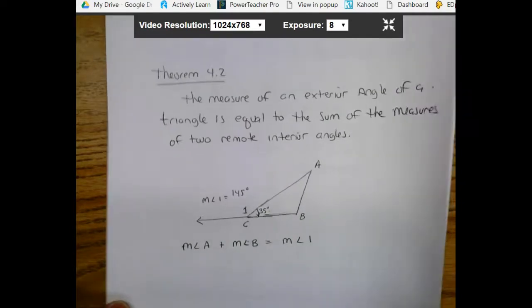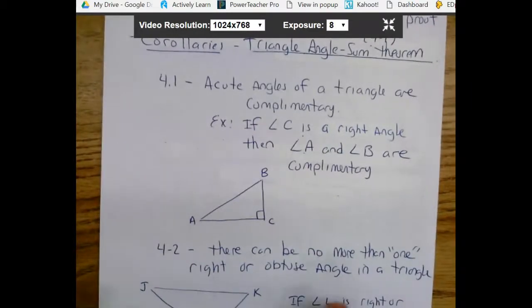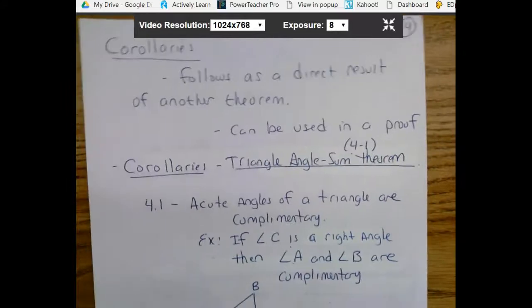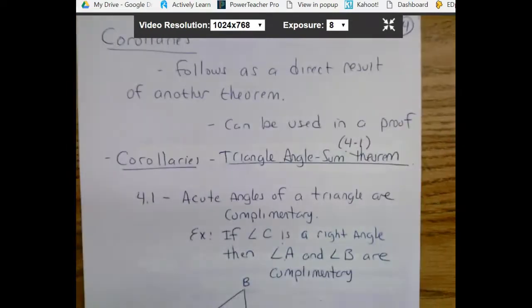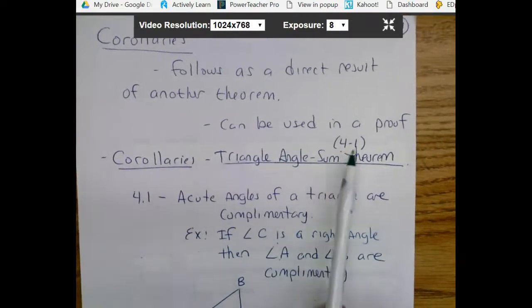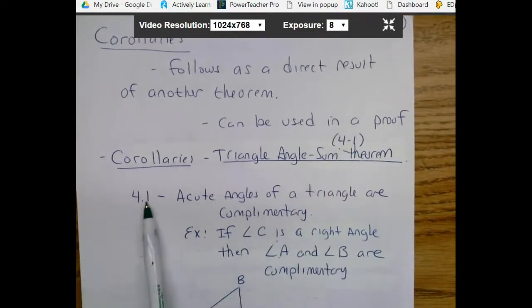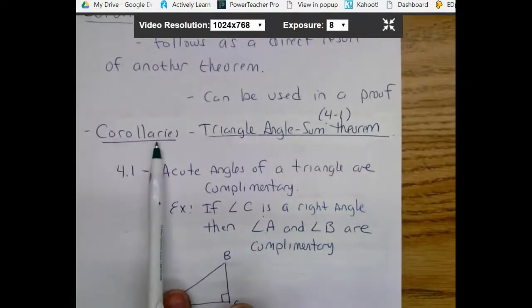So if we look at one last thing here, I know these notes are kind of long, sorry. Now we're looking at corollaries, okay? These are things that are kind of like theorems, but they follow as a direct result of another theorem, and they can be used as a proof here. If you remember the first thing we looked at, the triangle sum theorem, this is lesson 4.1, and also theorem 4.1. We can have some corollaries that follow along with that.